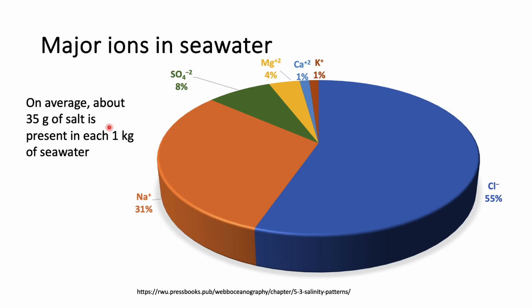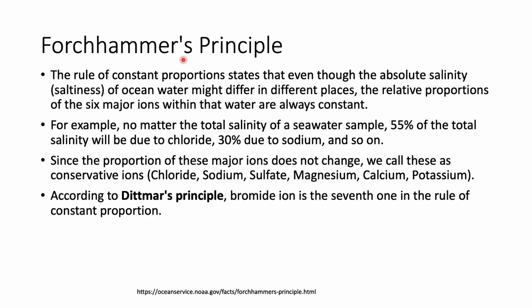On average, around 35 grams of salt is present in each kilogram of seawater. Forchhammer's principle is based on this. The rule of constant proportion states that even though the absolute salinity of ocean water might differ in different places, the relative proportions of the six major ions within the water always remain constant. So this is Forchhammer's principle.